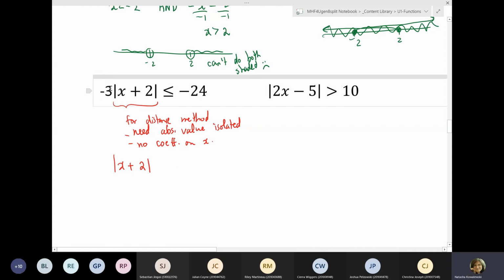I need to get rid of multiplication by -3. It would be greater than or equal to 8. Yes, so notice the sign flipped because we're dividing by a negative. Very good. And at this point, if you were to use the distance method, here's what you're thinking. You don't have to proceed with anything else. You can go right to sketching it.